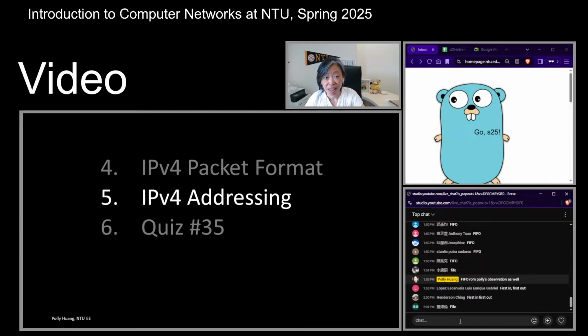All right, so now you see how fragmentation and reassembly work. And you see that those 3 fields in the packet header are the magic for reassembly to work. And the next topic is IPv4 addressing.